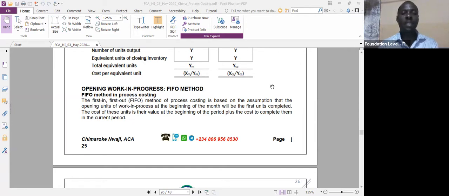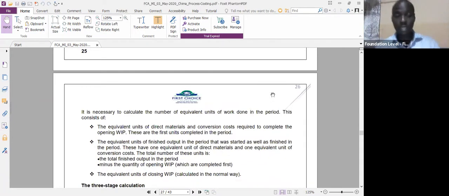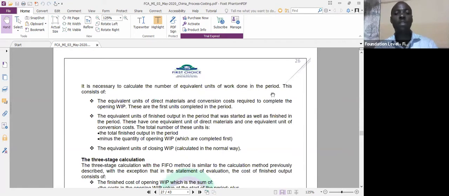That means that it is work in progress that came in first. And so we have to start doing the work in progress first. And it means that all the work in progress that came in the beginning must have been completed. Then any unit started during the month, some might be completed and some may become work in progress. So let's see what are some other things we can say about it. So it is necessary to calculate the number of equivalent units of work done in the period.